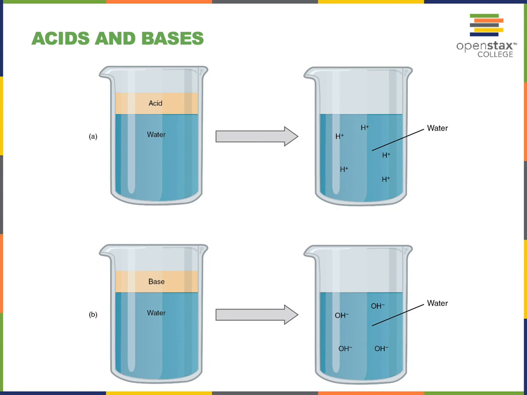Acids are solutes that, when dissolved in a watery solution, will release hydrogen ions, increasing the concentration of hydrogen ions that are dissolved in the solution. In contrast, a base is a solute that, when dissolved in water, will decrease the concentration of hydrogen ions and increase the concentration of hydroxyl ions, which are the OH anions shown in the illustration.